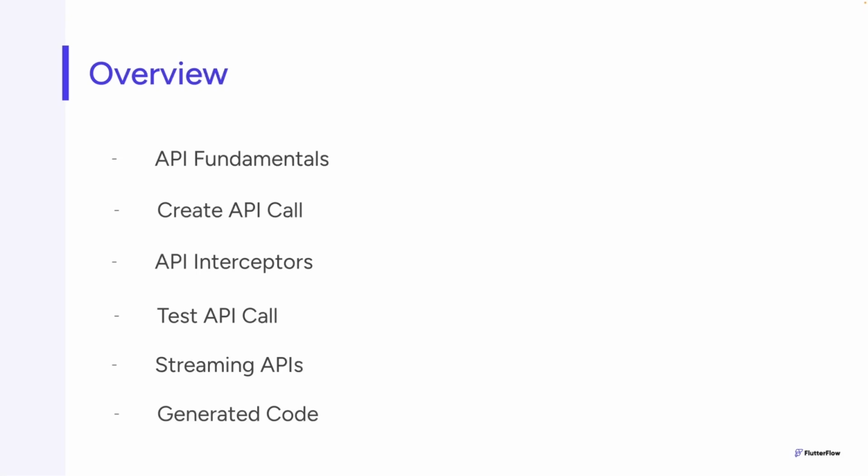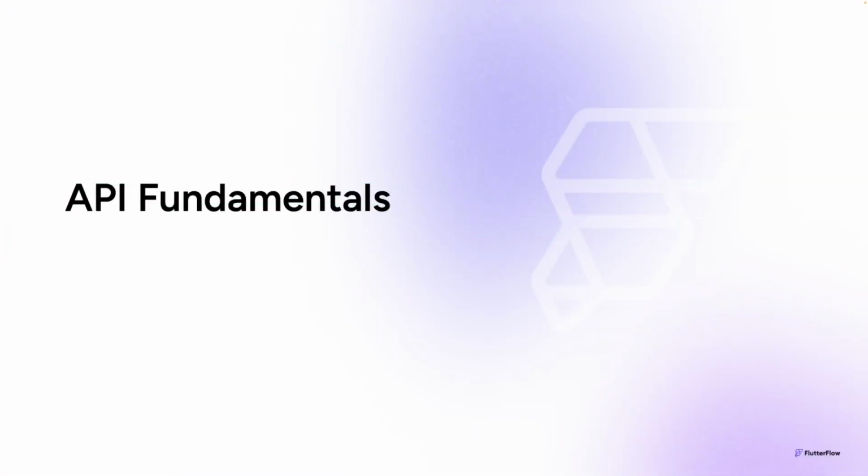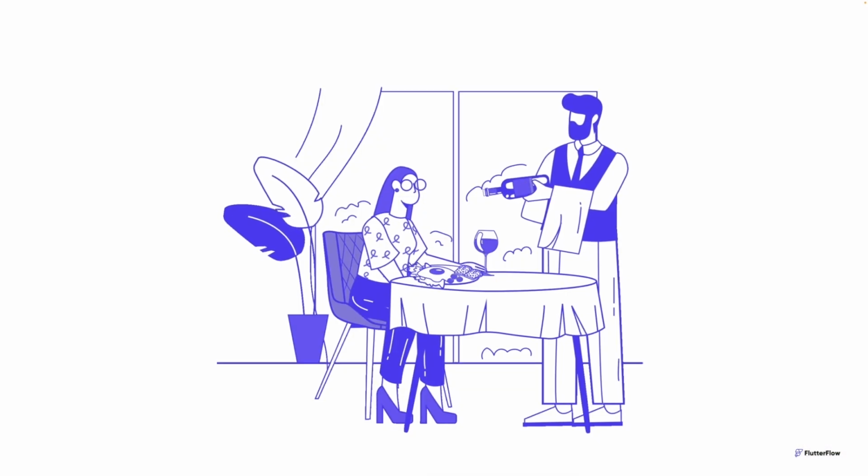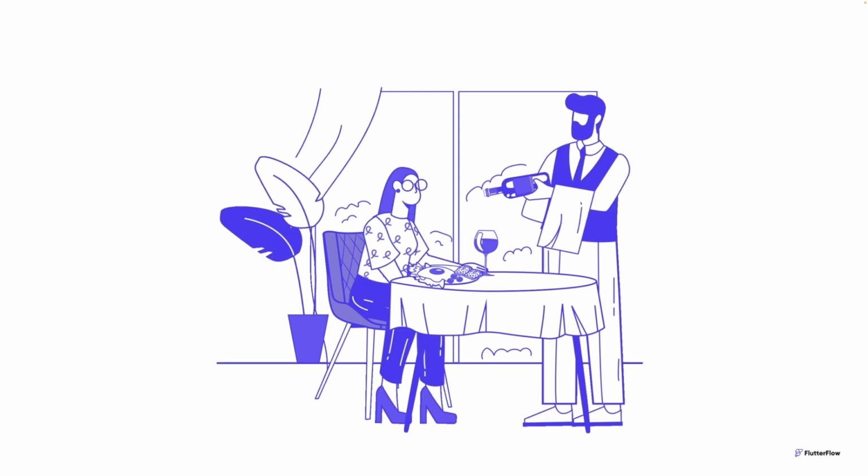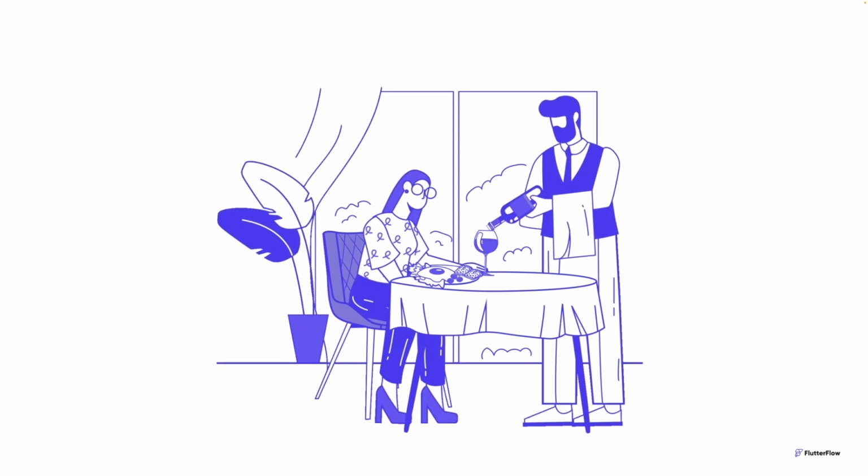You may utilize some or all of these concepts to successfully implement an API call in your project. So let's get started. Let's start by answering the very first question. What is an API? Simply put, an API, or application programming interface, is like a waiter in a restaurant.